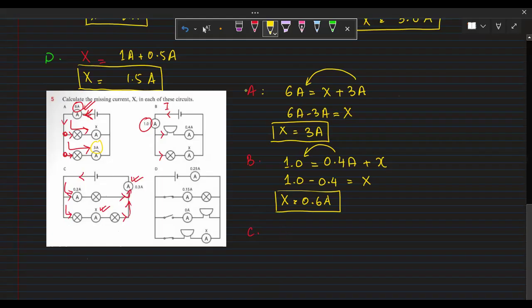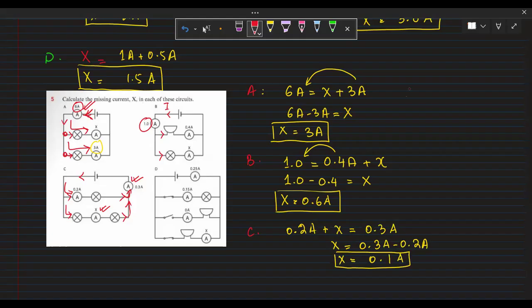So the total current, let's write the equation. 0.2 ampere plus X ampere equals 0.3 ampere, which is the total current. Now, in order to find out the X, you will make the X subject, shift this 0.2 ampere to the right hand side. 0.3 minus 0.2 is going to be 0.1, right? This is the answer.